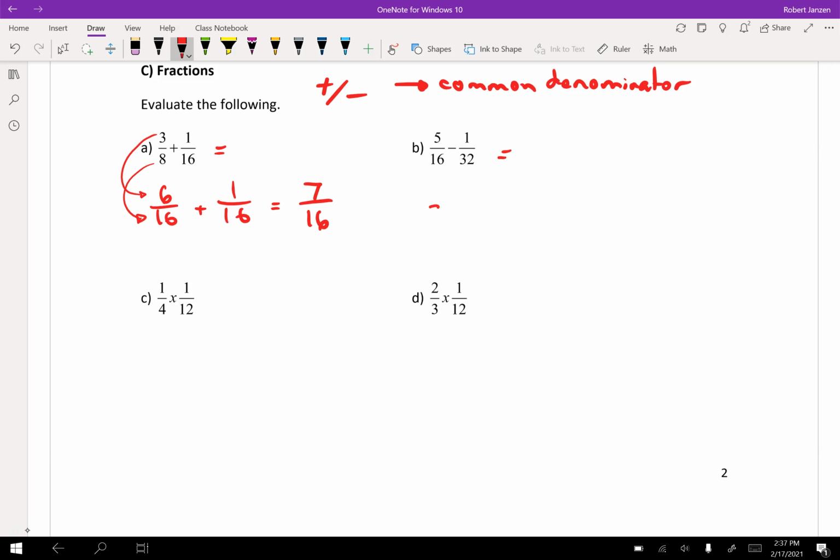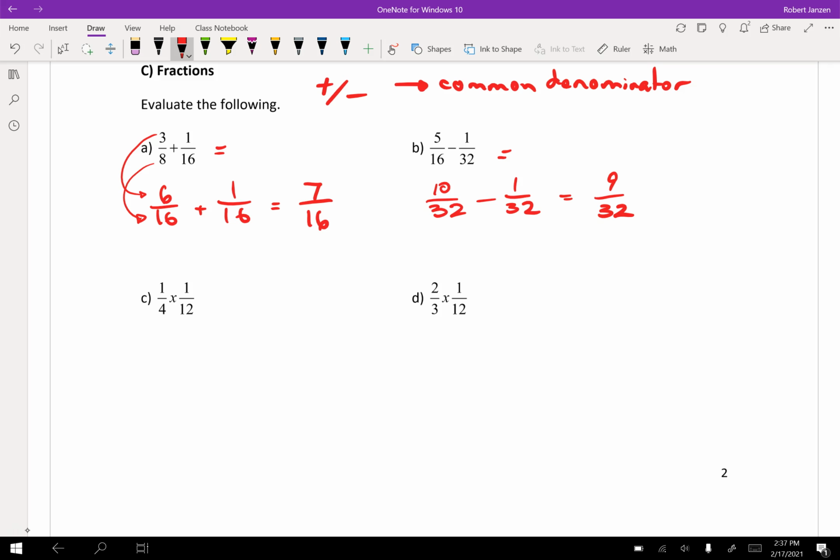Okay. Common denominator for this one will be 32. I did not change the first fraction. The second one I multiplied by 2. So if I subtract, I get 9 over 32.